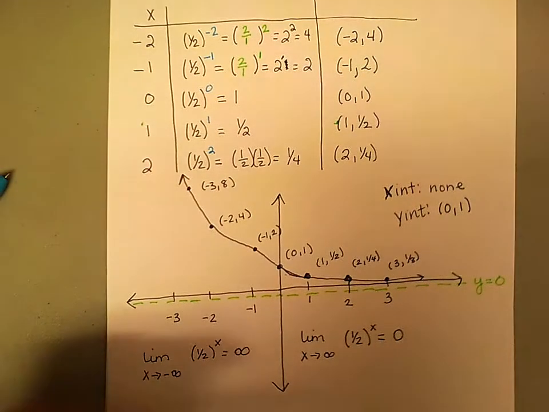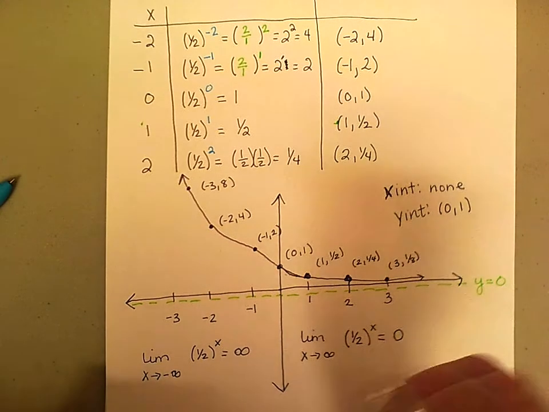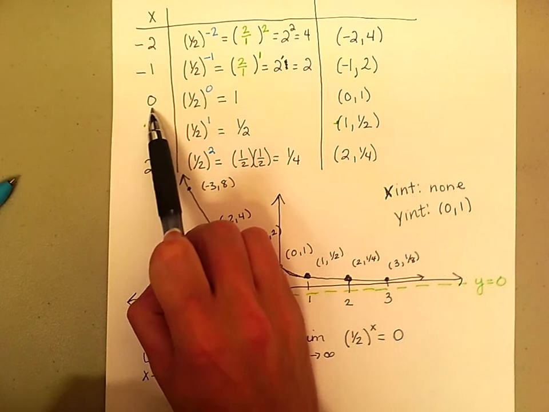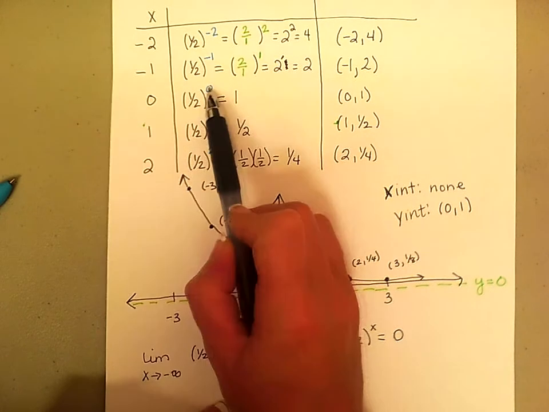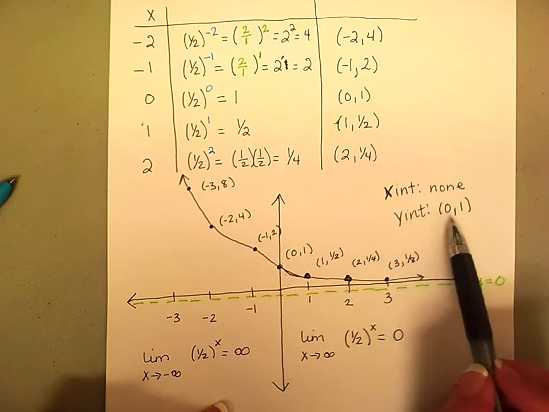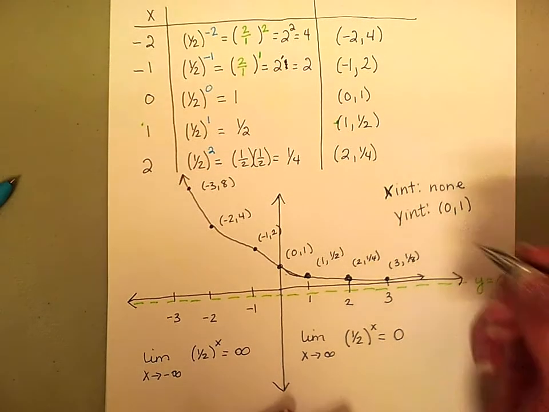This is the same intercept that we had for 2 to the x. And that's worth noting. Why would that be true? Well, when you let x equals 0, anything to the 0 power becomes 1. And so this is a characteristic of the exponential graphs.